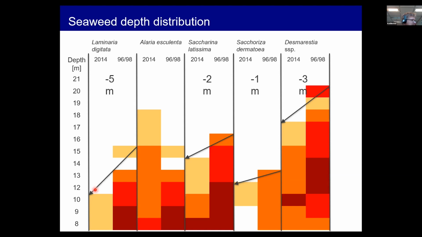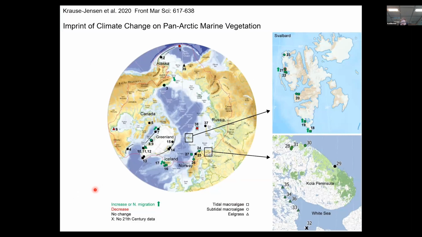But this is just an example from our study site in Kongsfjord. So let's look at the pan-Arctic perspective. There's a very nice and highly recommended study by Dorte Krause-Jensen and co-workers on the imprint of climate change on pan-Arctic marine vegetation. This is a huge meta-analysis study where she compiled data from up to 40 different study sites, compiling time series of seaweed surveys throughout the Arctic.